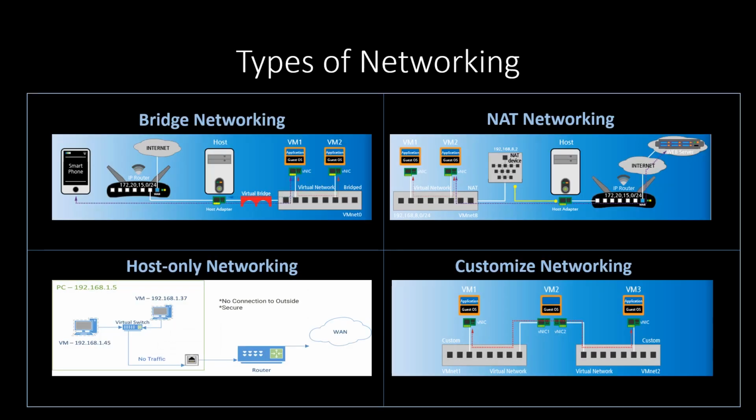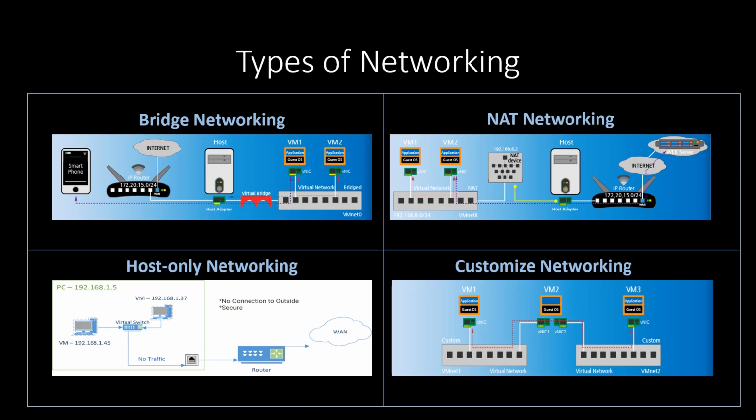So let's see the types of networking supported by VMware Workstation Pro. The very first is bridged networking. Bridged networking connects a virtual machine to a network by using the network adapter on the host system. If the host system is on a network, bridged networking is often the easiest way to give the virtual machine access to that network. When you install Workstation Pro on a Windows or Linux host system, a bridged network, that is VMnet0, is set up for you.